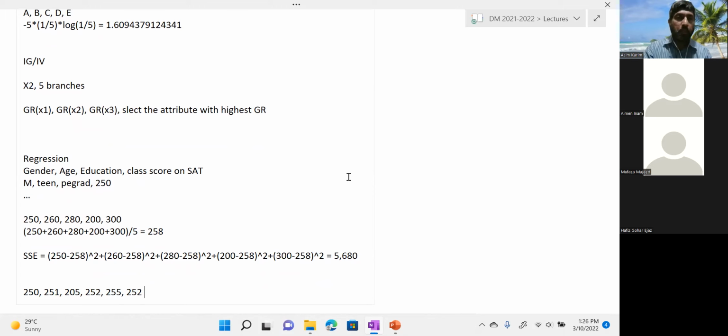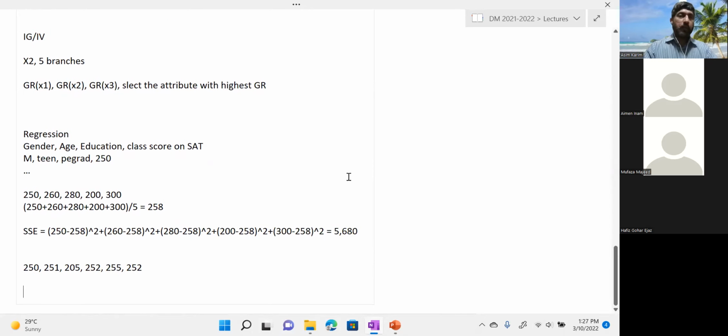So which set is purer? This set is purer as compared to the other one. How do you quantify? Using SSE, sum of squared error. OK? So error with respect to the mean. Mean is kind of representative of this set of values. Of course, it's kind of the central tendency. You can use the median as well, but that is less commonly used in practice. We use the mean.